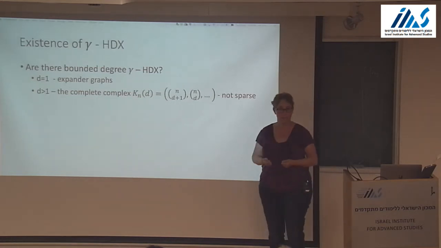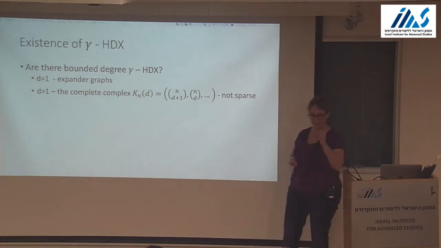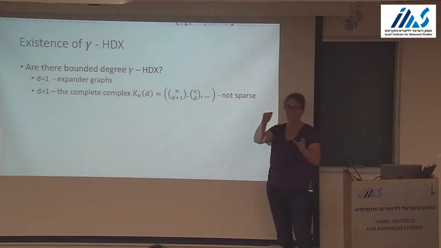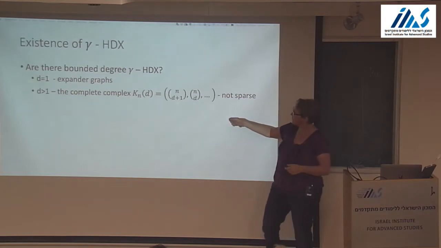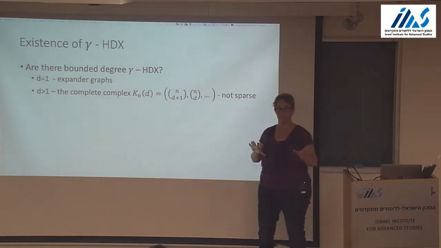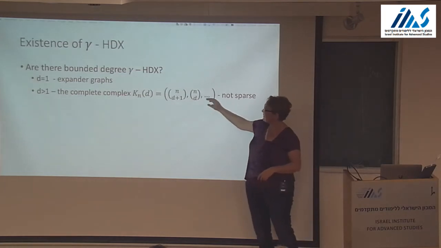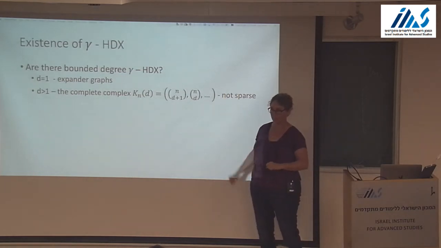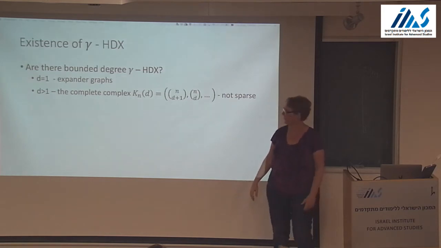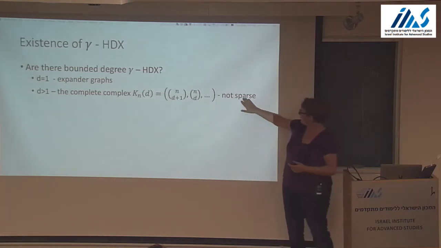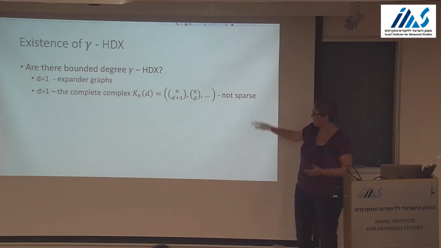What does the link of the complete complex look like? Think of a face S. All the vertices not in S are neighbors of this S, and all the pairs between them are edges in this link. So the X sub S, in this case, is a complete graph for every S. So in particular, it's a gamma HDX. Is this clear? But it's not bounded degree, which is what we will care about.